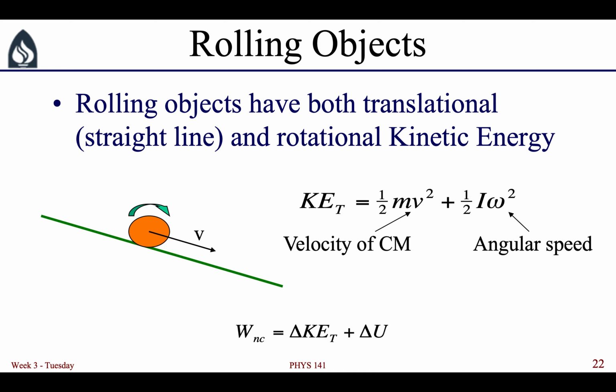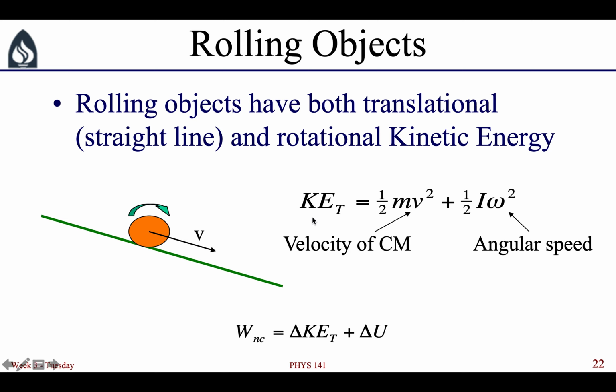So rolling objects have both rotational kinetic energy and translational kinetic energy. They are rotating, so they have rotational kinetic energy. That's the energy of their spin. And they have translational kinetic energy because they are moving with some velocity from one place to another.